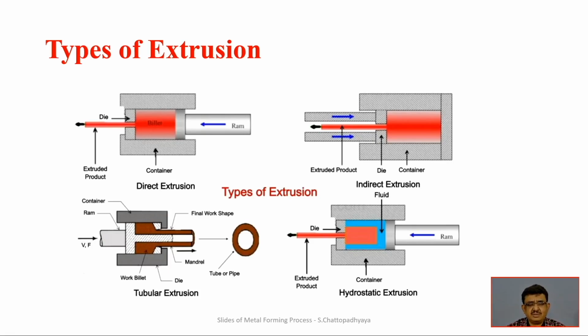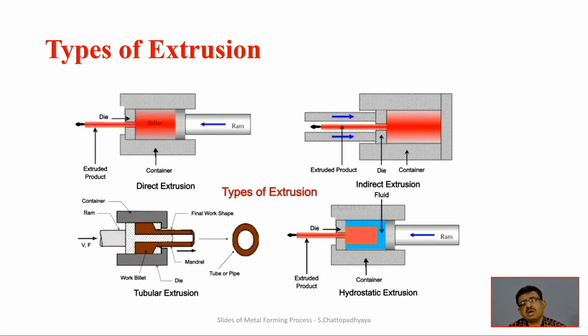So the ram is forcing a typical mandrel. Why is the mandrel there? The mandrel will ensure that hollow tubes and pipes are produced. The mandrel will ensure that, in its circumference against the die, the product will come out of it, and the cross section is shown, those tubes or pipes, hollow sections. So this is also possible. This can be circular, this can be rectangular, this can be any other kind of shape, but hollow.